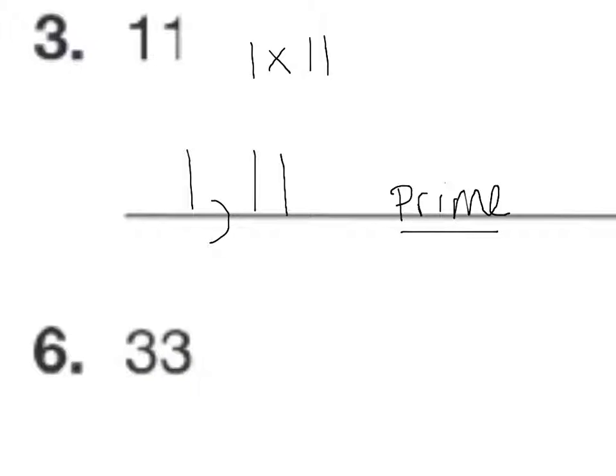Number 3 is 11. Again, we're going to start with 1 times 11. Alright, and there are actually no more factors to 11, so it's just going to be 1 and 11. And what's that word for if it's only itself in 1? It's prime. Alright, you don't have to have that prime written there, just the 1 and the 11.